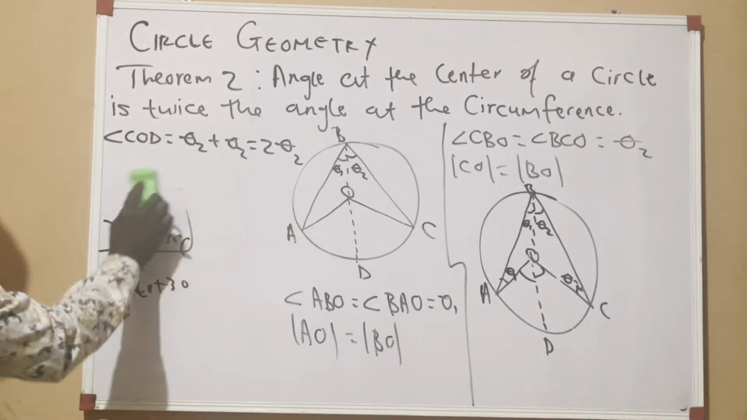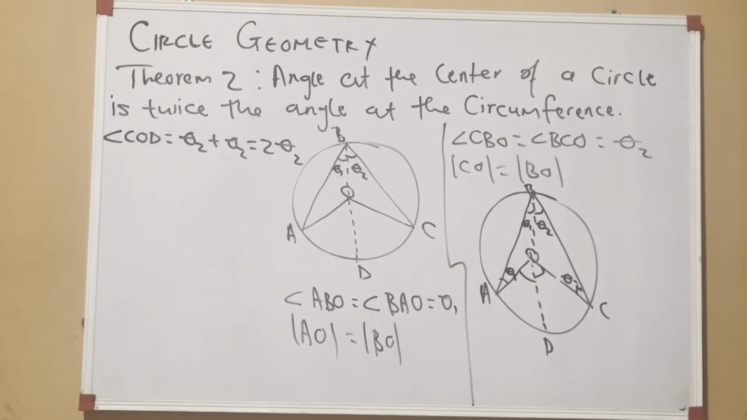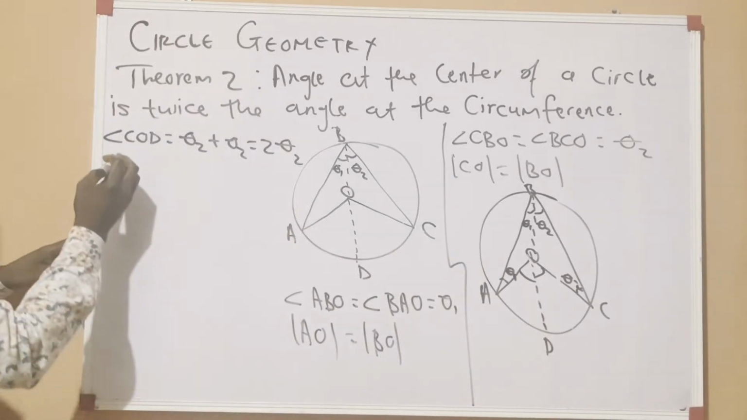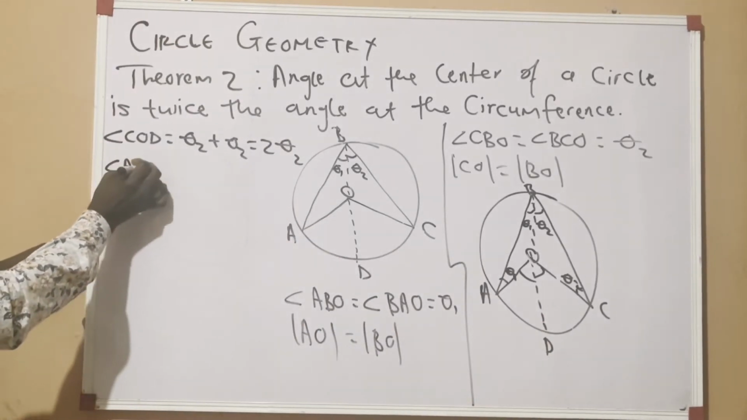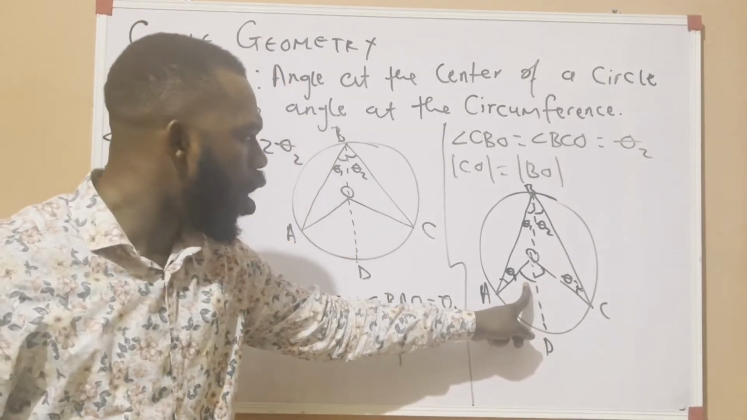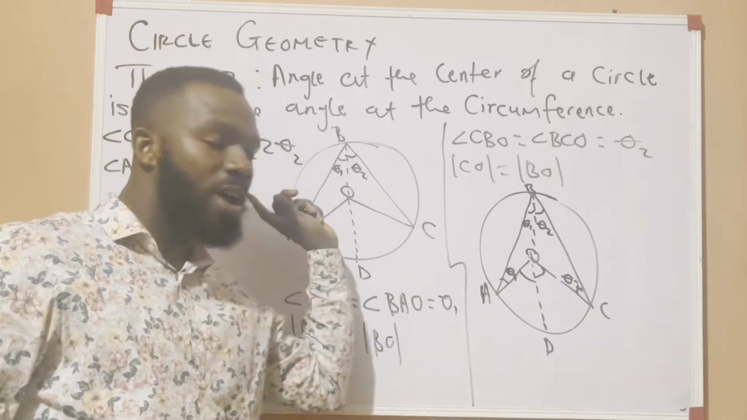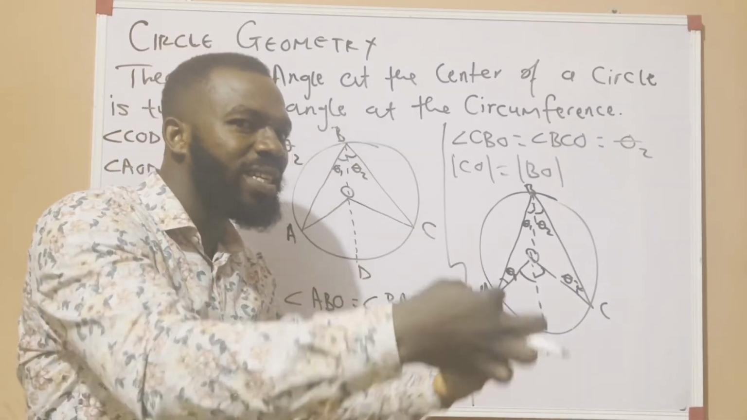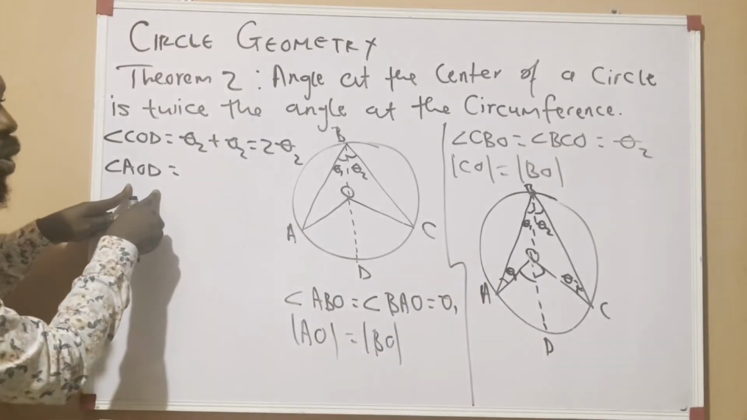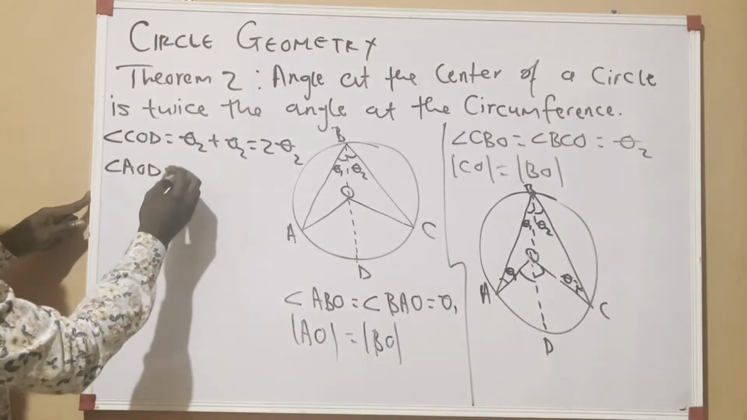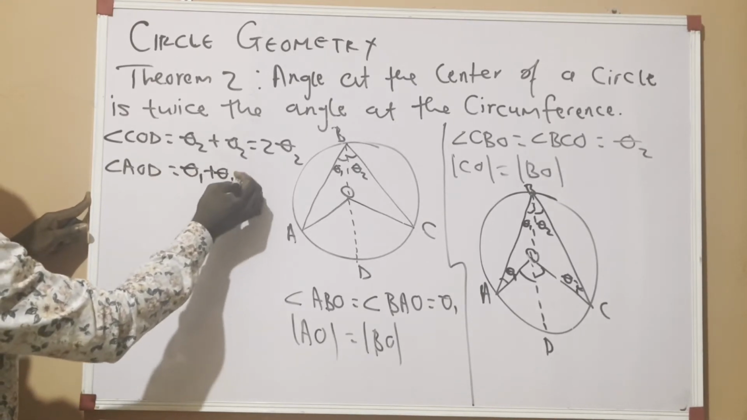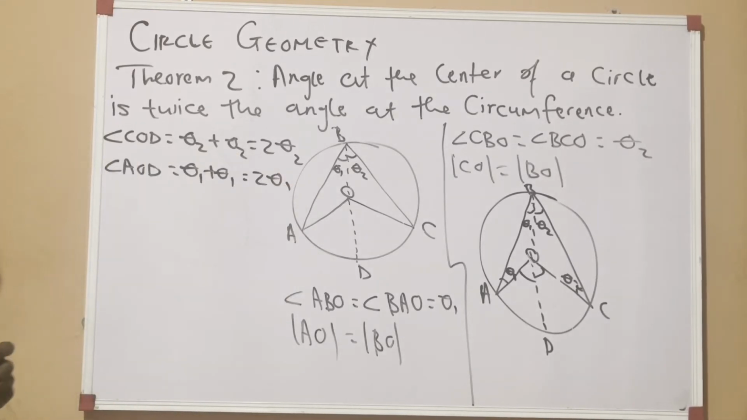Next, let us look for our angle AOD, which is this angle here. Now, angle AOD is equal to, now angle AOD is the exterior angle of triangle AOB, the triangle here. And the two opposite interior angles are theta 1 and theta 1. So it means angle AOD becomes the sum of theta 1 plus theta 1, which gives us 2 theta 1.